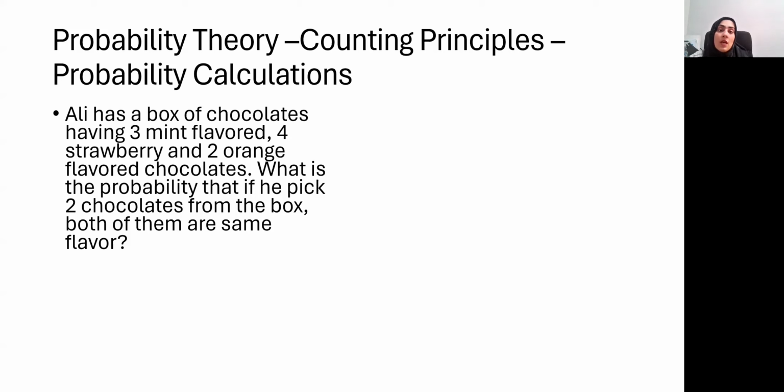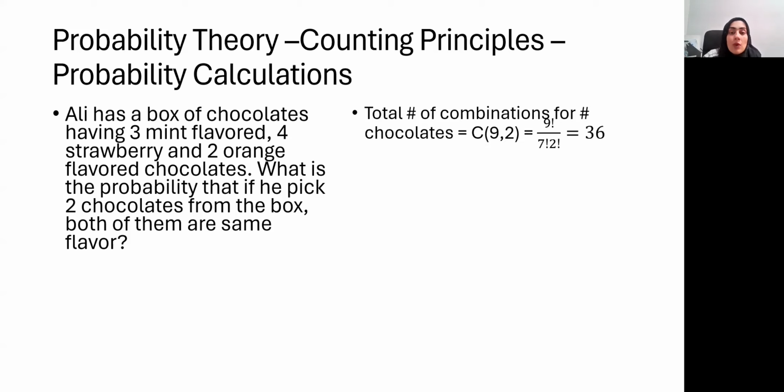So it is basically that we need to find the probabilities of these 3 events and add them together to find the overall probability of this event, that we get a pair of chocolates from any of these flavors. So how do we do it?